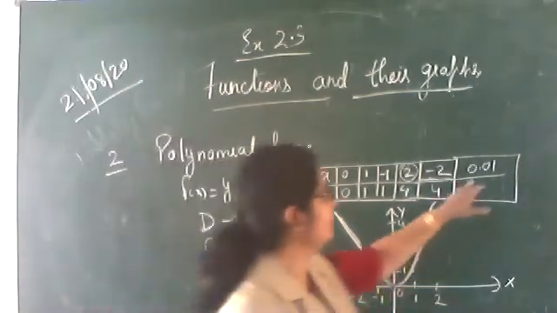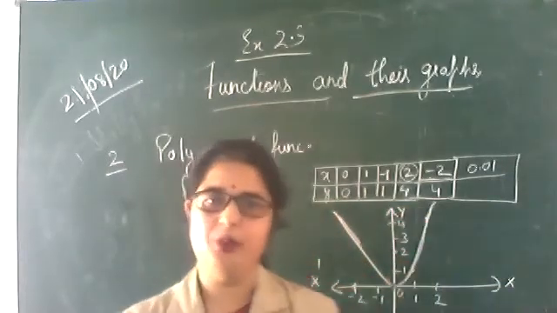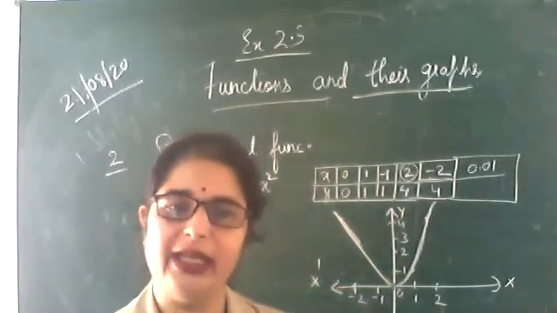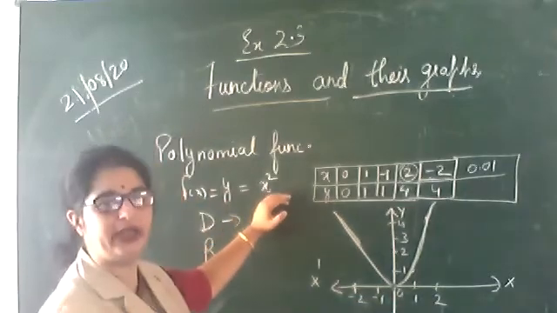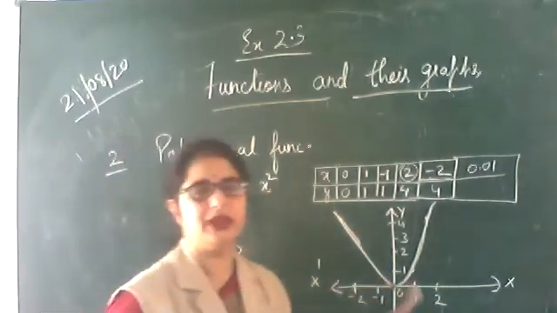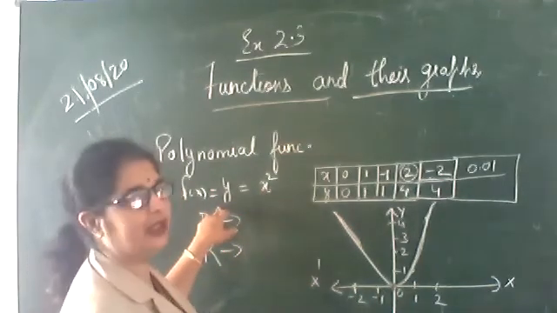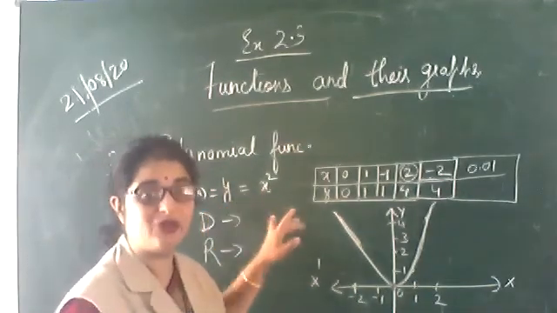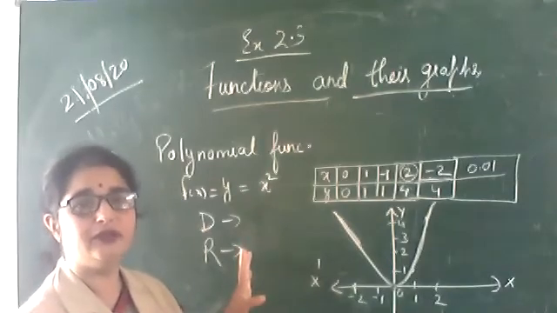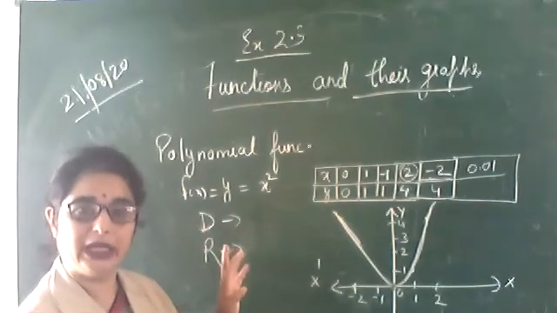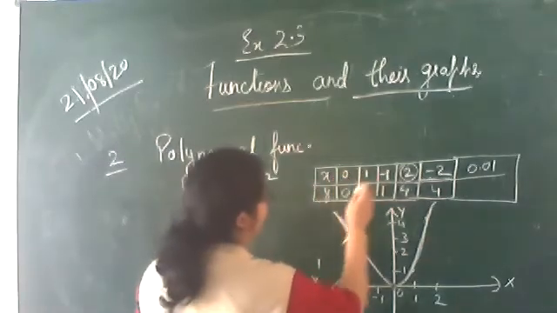Can I take x is equal to 0.01, 0.09, 1.453? Yes, I can take any value of x because for every value of x, I am getting a value of y. Please mute yourself. This function is valid for all values of x. Clear?